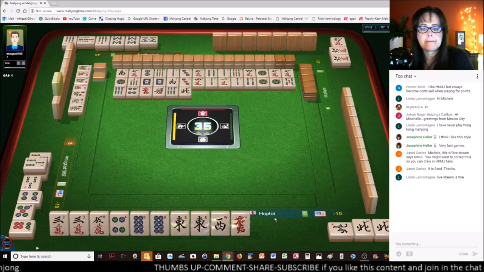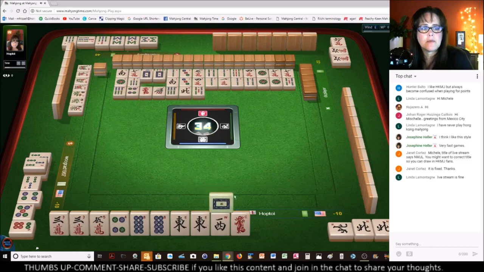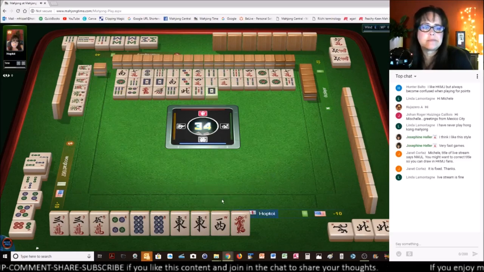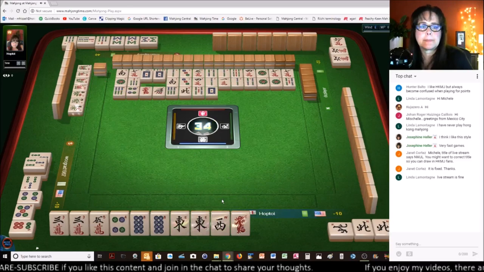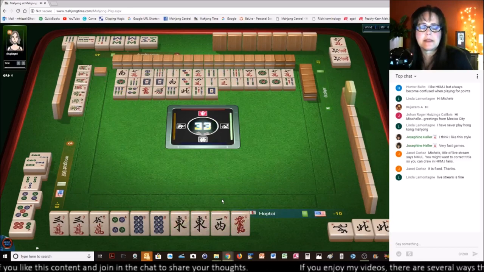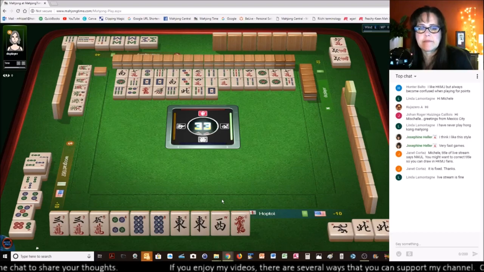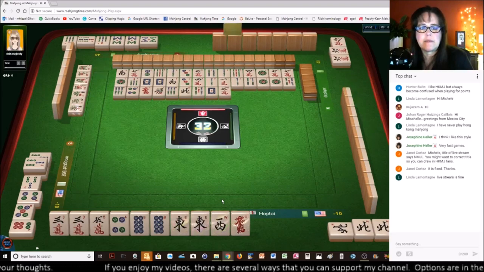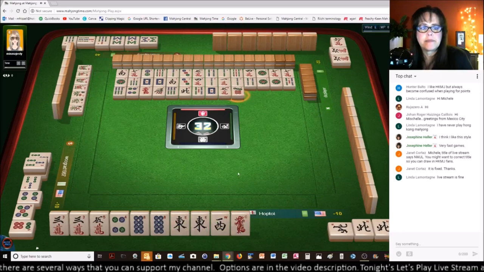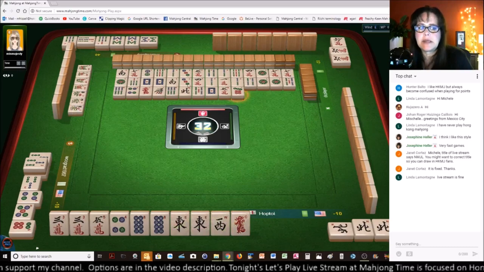North wind. Five bamboos. White dragon, there are two out. White dragon. Five characters. Seven dots. Okay, so we are still in the middle game.